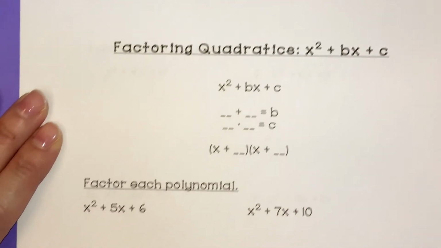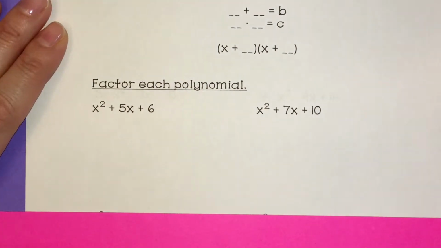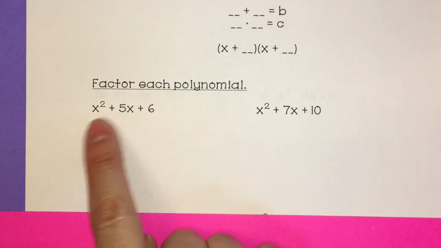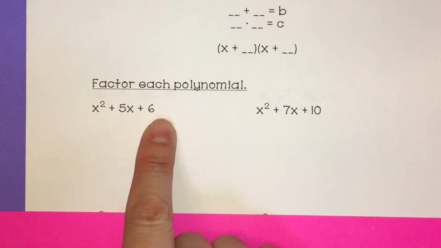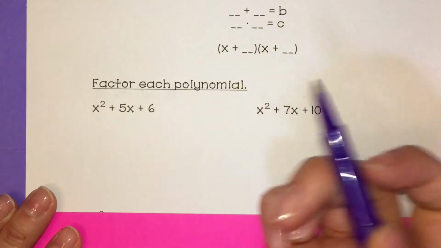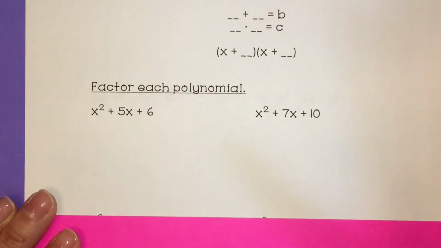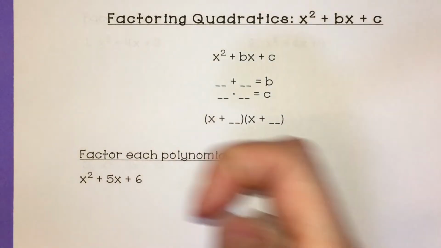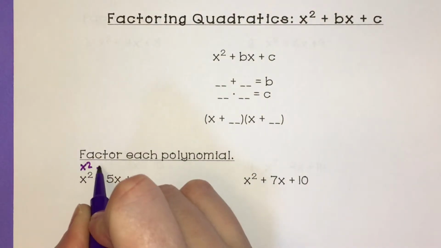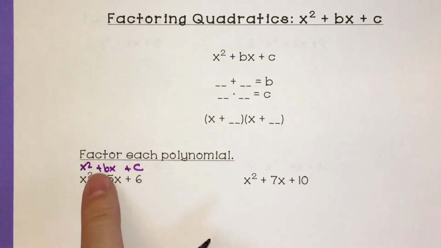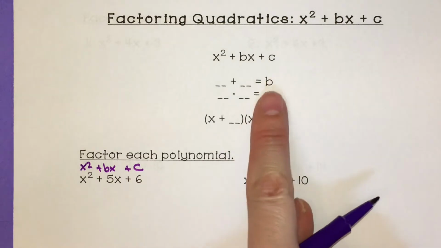So we're going to factor these polynomials. It's called a polynomial because there's many of the monomials. So each one of these would be a monomial or a term. Okay, so the b value is 5, because remember, if you look back at the formula, it's set up as x squared plus bx plus c. That means b is 5 and c is 6.